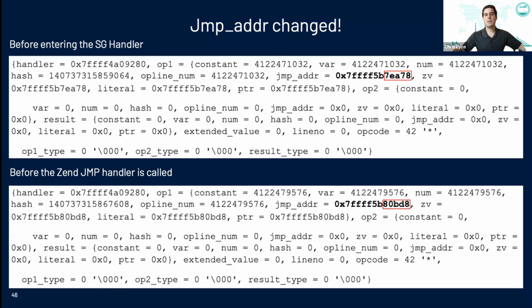If you were to look at the operands of the jump instruction before entering the SourceGuardian jump handler, and then compare it to inside of that SourceGuardian jump handler right before the Zend jump handler got called, you would notice that operand 1 actually changed. And since it's a jump, operand 1 is a jump address. So the address of the jump changed, which means that the jump would then jump to a different instruction.